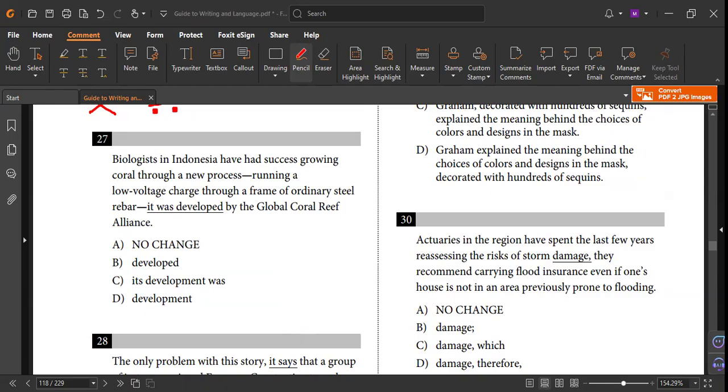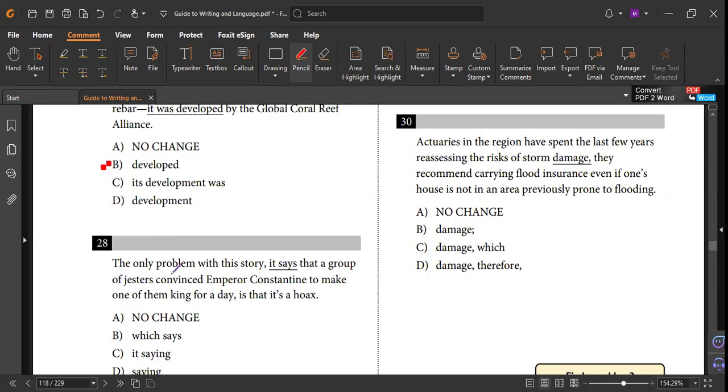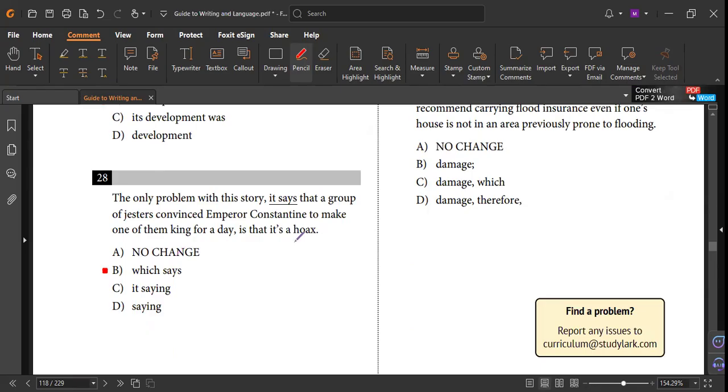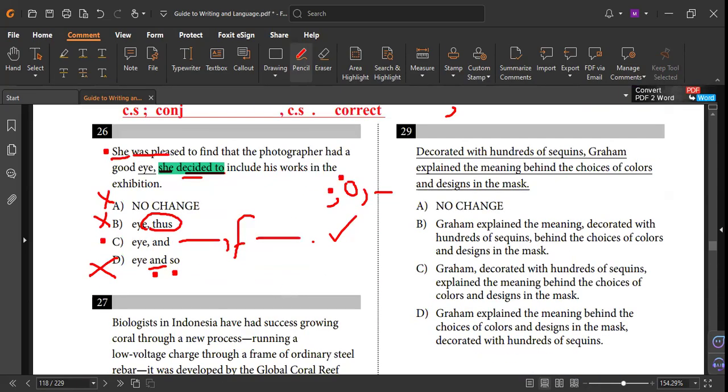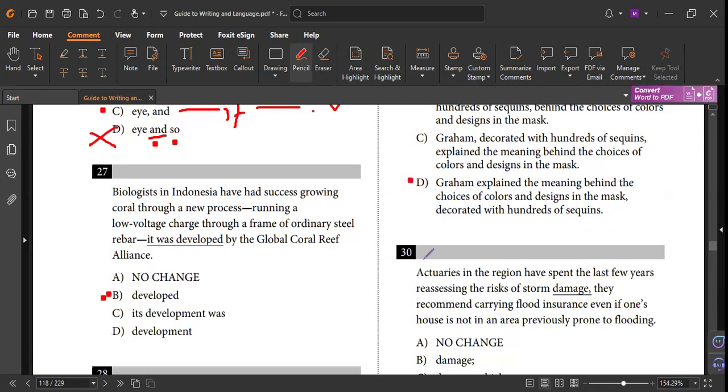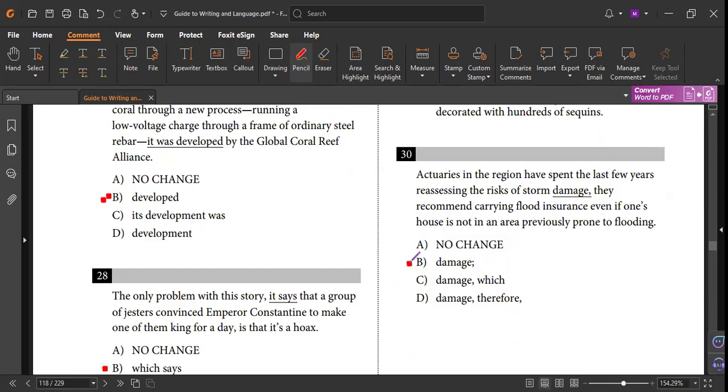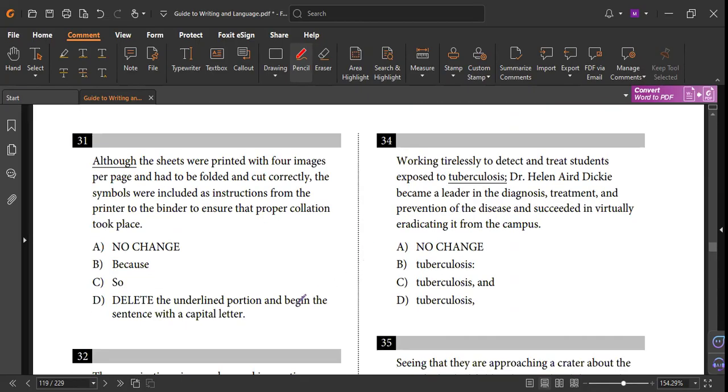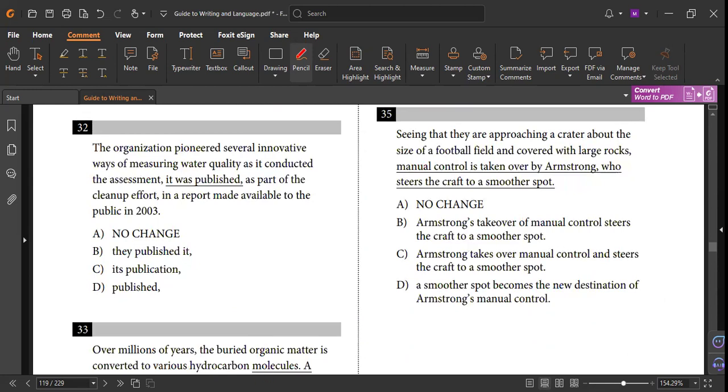27 is B. 27, it's B, correct. 28 B. 28 B, correct. 29 D. 29 D, correct. 30 B. Correct, perfect. 31 B. 31, brilliant. 32 C.